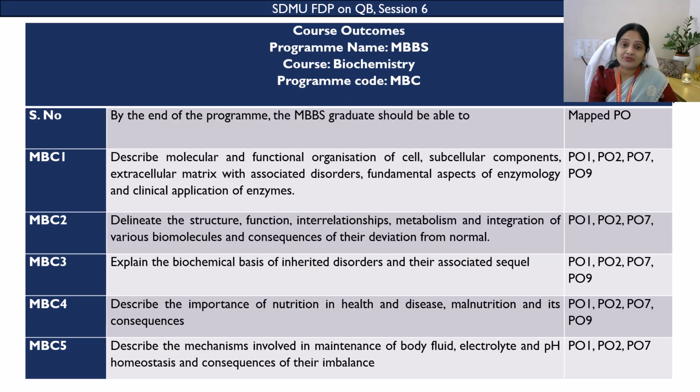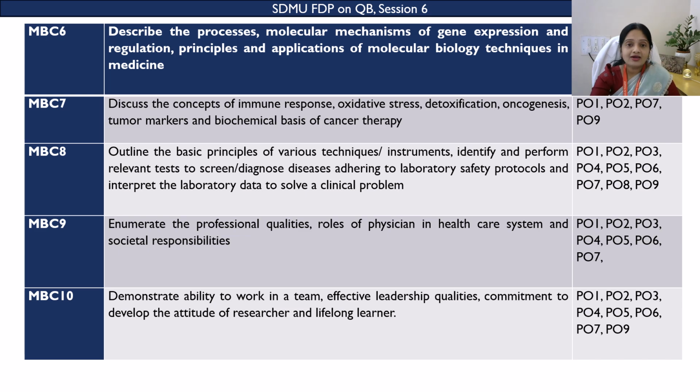Now this step is very important, that is course outcomes. These course outcomes will usually be designed by the subject expert. For example, here we have given you biochemistry, and these course outcomes are designed by the biochemistry subject experts. They have around 10 course outcomes, designed by the subject experts.